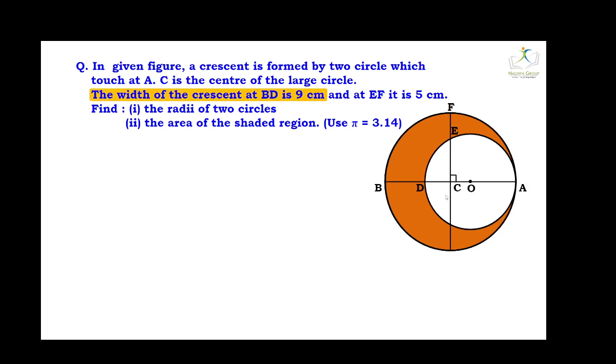How to find the areas of the two circles? After that, we have to find the shaded region. The shaded region is very simple: area of the big circle minus area of the small circle. It's very simple. But with this information, 9 centimeter and 5 centimeter, BD and EF, how to find the radius?